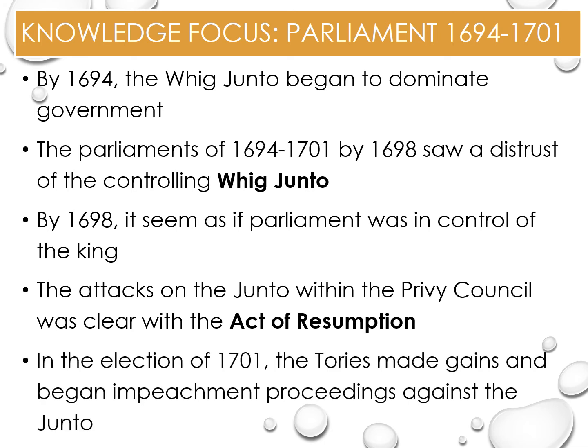The election of 1701 saw Tories make gains, and they started their attack against key figures Somers, Montague and Russell. They were impeached by Parliament, however they were acquitted by their fellow parliamentarians.